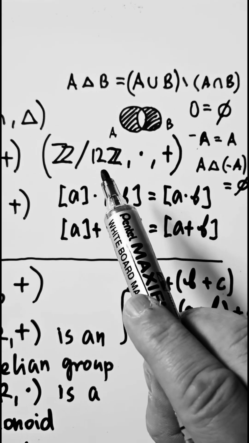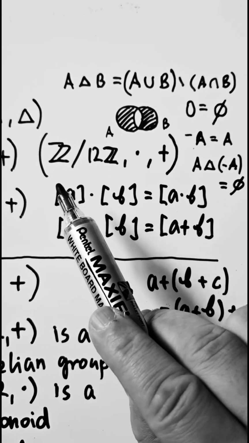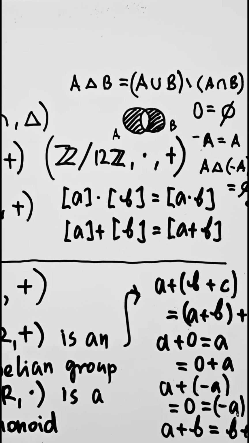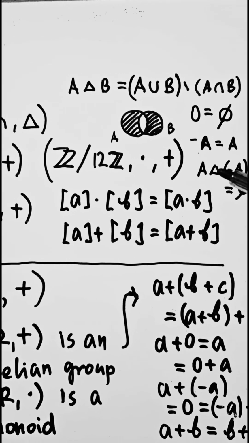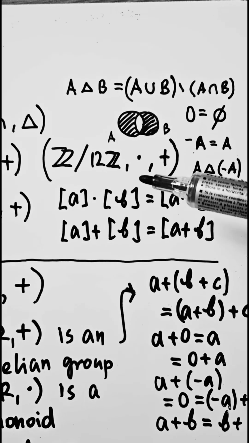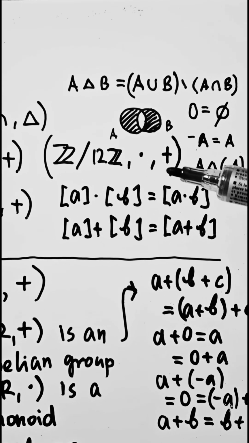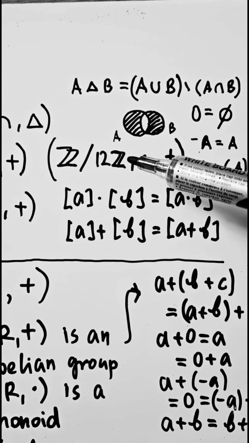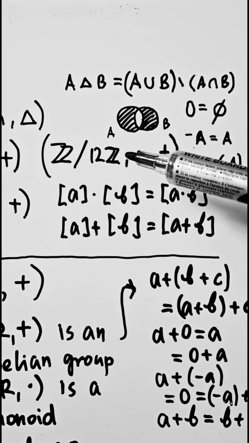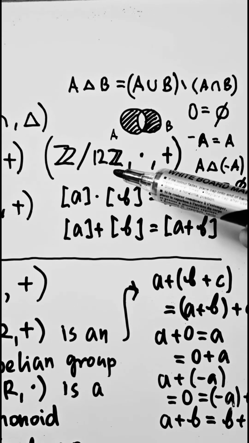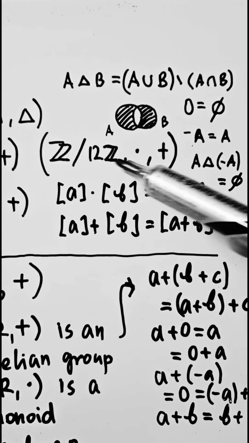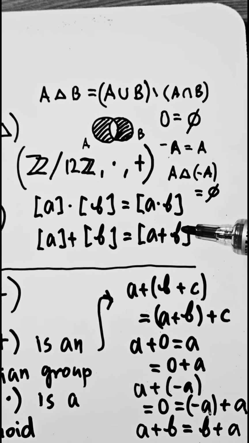For instance, if we take 5 here, 5 plus 5 would be 10. That would still be less than 12, and hence it would be a distinct element from 0. But if we took 6, 6 plus 6 is 12, and 12 modulo 12 is the same as 0. So 6, or rather the equivalence class of 6, would be an element of this ring that has the property that minus 6 is equal to 6.